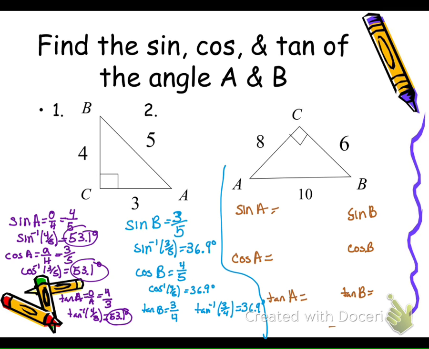So what is opposite of A and hypotenuse? 6 over 10. Yep, 6 over 10. So sine inverse of 6 over 10. Your group want to finish that up? Raya's group. You want to finish sine inverse of 6 over 10? 36.9. Okay.